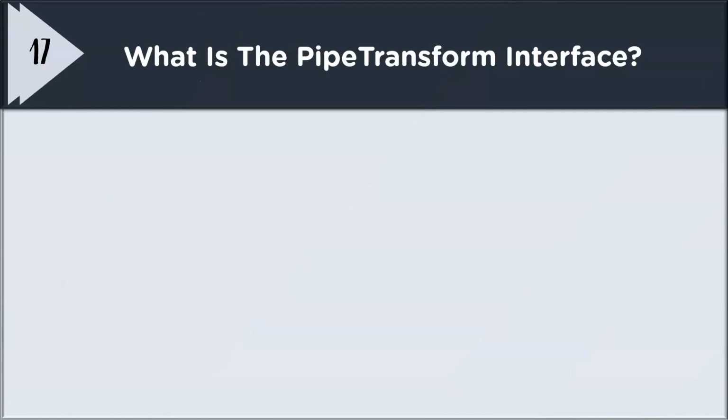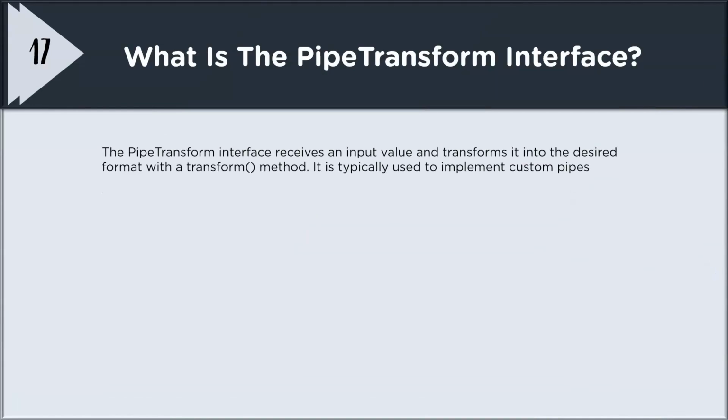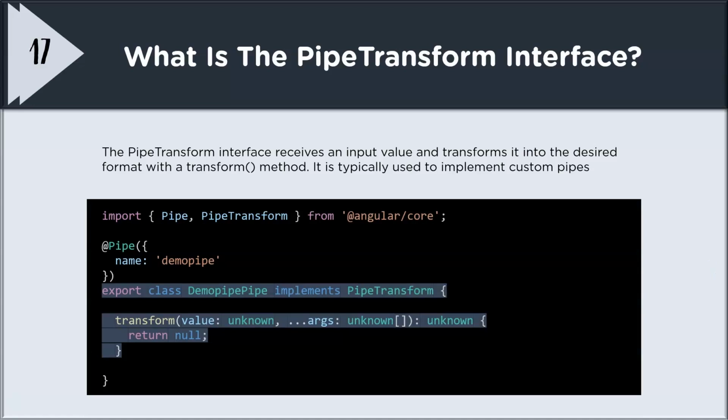Next up, what is the PipeTransform interface? As the name suggests, the interface receives an input value and transforms it into the desired format with a transform method. It is typically used to implement custom pipes. Here's again a small piece of code. You can see that the PipeTransform interface is being used, which in turn executes the transform method. This transform method is the one responsible for changing your input and giving a transformed output.